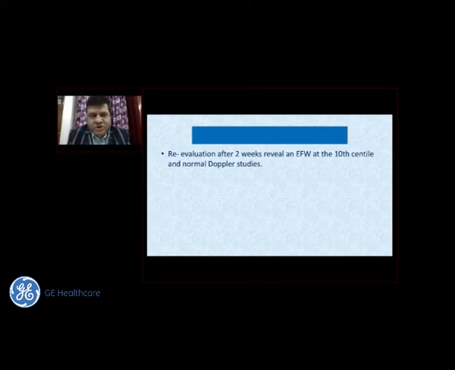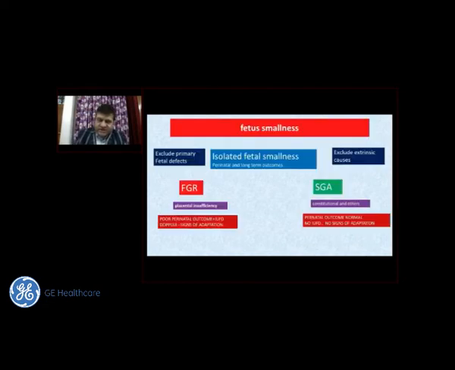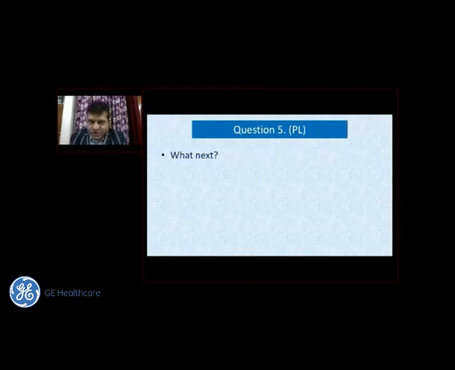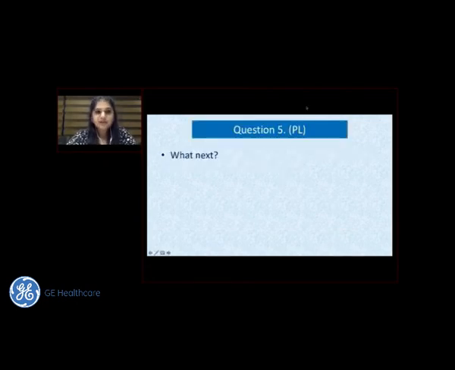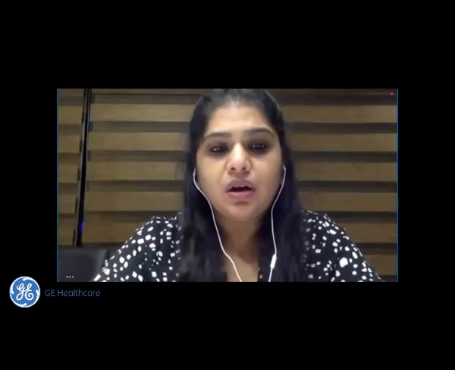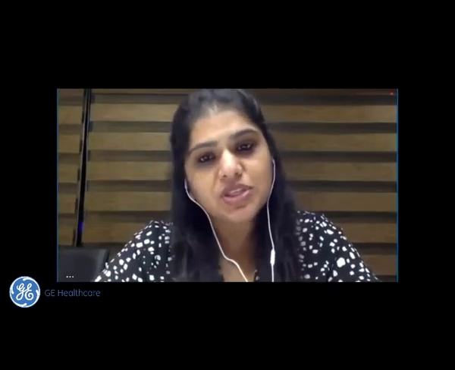Excellent. So, which means that the patient has come back and we've reevaluated after 2 weeks, and this now reveals an expected fetal weight at 10th centile now, down from 14th centile, but the Doppler is normal. Now, in this scenario, you make out your reports, and then my next question to Dr. Pooja, what next really? There has been near optimal interval growth over the last 2 weeks, and the fetus still continues to grow on the 10th centile, which is reasonable.